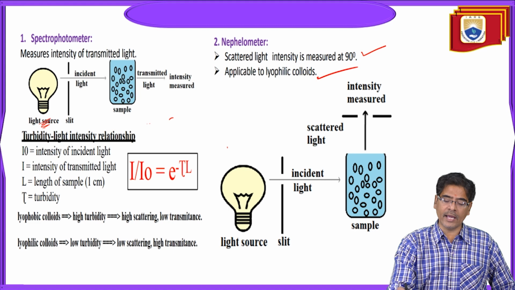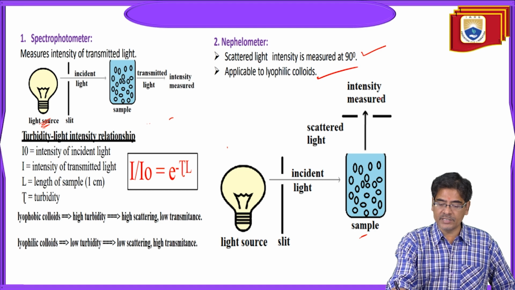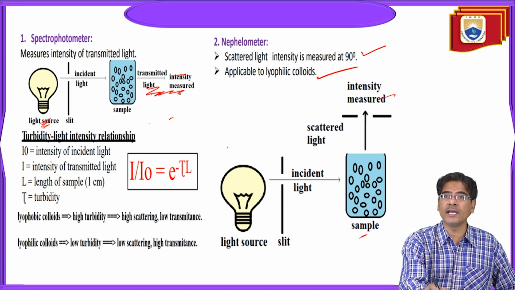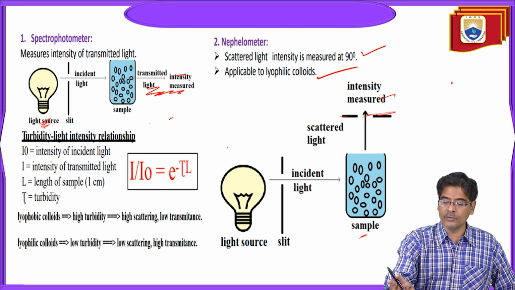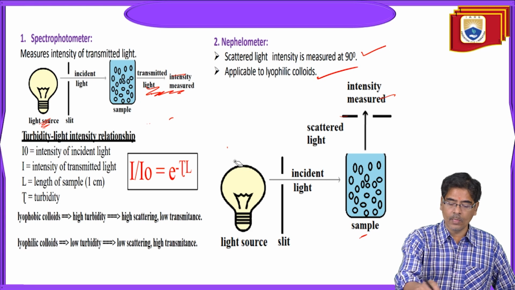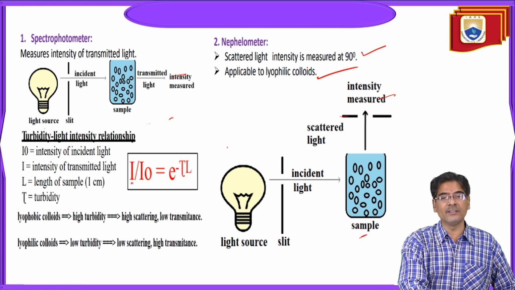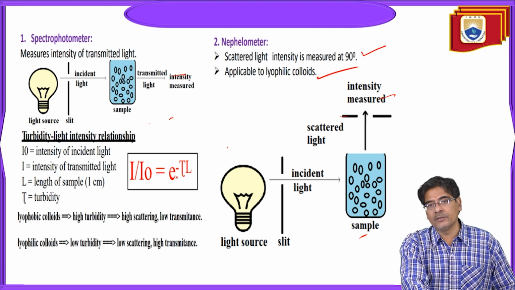If you see the figure, this is the light source, this is the incident light, this is the slit, and this is the sample, and the intensity is measured here. The intensity is measured around the scattered light, at the slit position. It depends upon the intensity of the incident light and the intensity of the transmitted light, and it depends upon the turbidity, right?